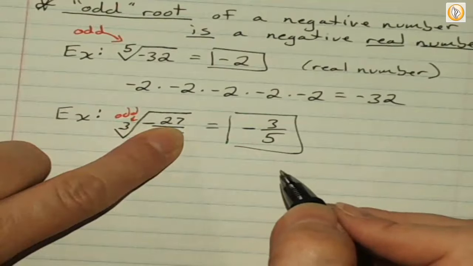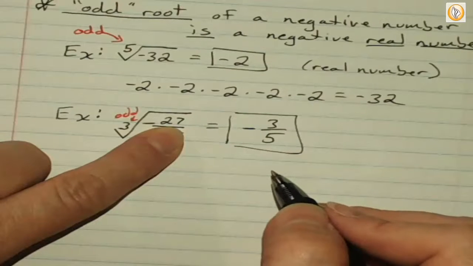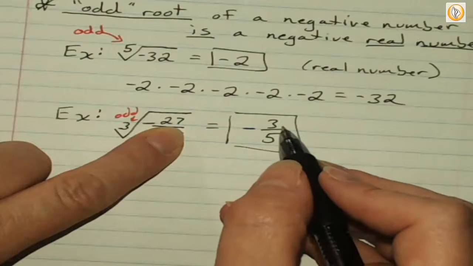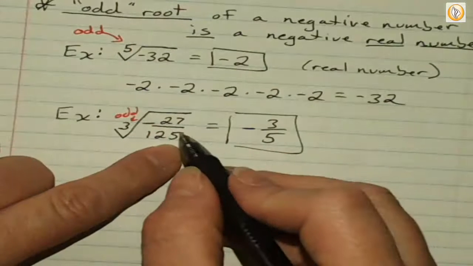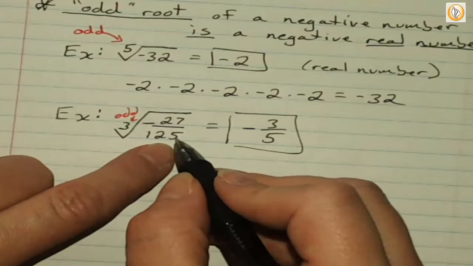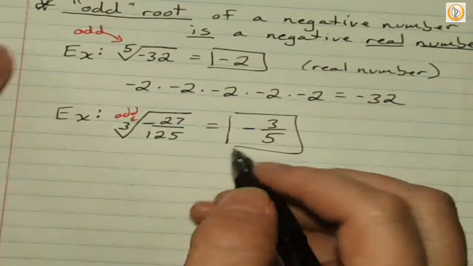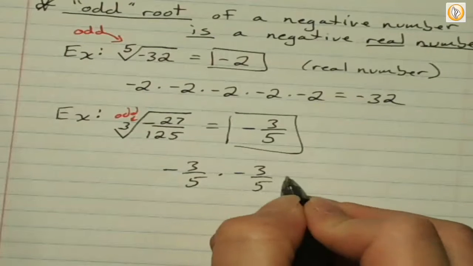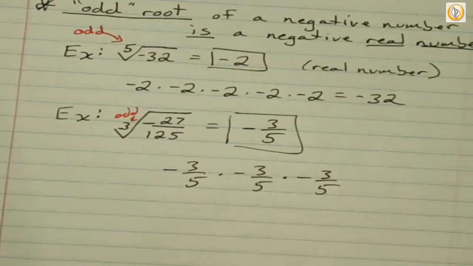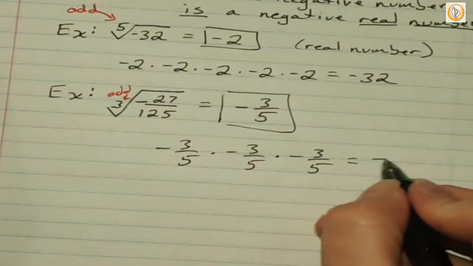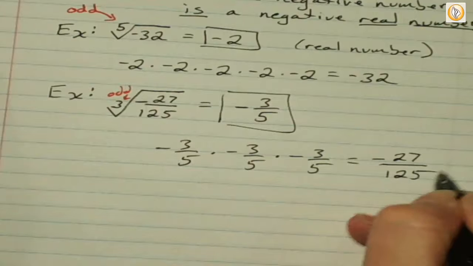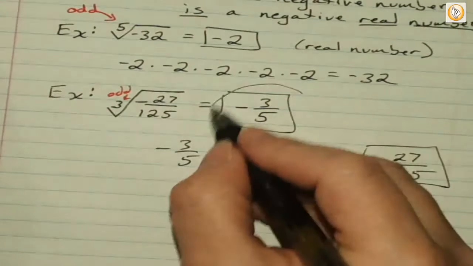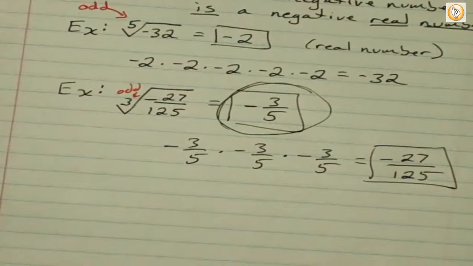27. What times itself 3 times gives you 27? Break it up. 3 times 3 is 9. 9 times 3 is 27. What times itself 3 times gives you 125? 5. That's right. 5 times 5 is 25. It's not really that bad. You're going to have to break it up. It's not a guessing game. You have to know your multiplication facts. So there's your answer.